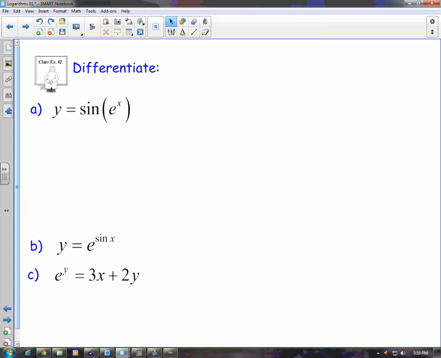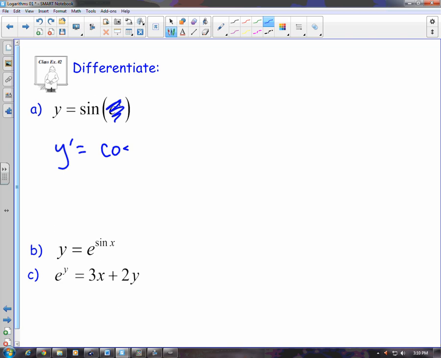Let's just move the other one down a bit. So y is equal to the sine of something. What's the derivative of the sine of something? It's the cosine of that something, multiplied by the derivative of that something, right? So kind of just process slowly that chain rule. What's that something? That something is e to the x. And now what's the derivative of e to the x? Well, that's kind of nice. It's just e to the x.